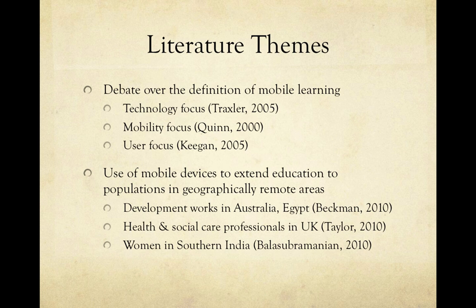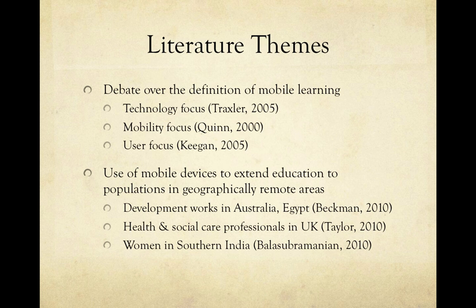In the literature review, I found a couple of basic themes when it came to mobile learning. The first was a debate over what is mobile learning. There's a couple different definitions. Traxler focused on a technology as the definition. So the type of technology, he listed tablets and mobile phones and things like that. But that was back in 2005. He didn't have things like the iPad or Google Glass. And so those definitions quickly fell out of date as new devices were released.